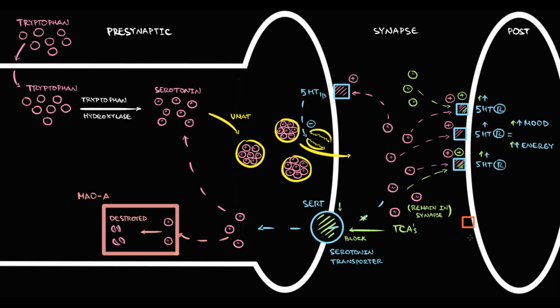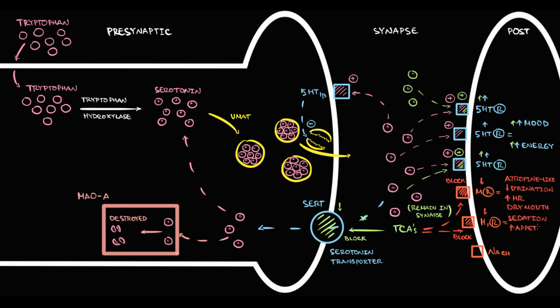But also, we have two other receptors. It's the muscarinic receptor and the histamine type 1 receptor. And in addition to this, we have sodium channels. And guess what? Tricyclic antidepressants block them too. With blockage of the muscarinic receptor, atropine-like effects develop. It's decrease in urination, increase in heart rate, and dry mouth. Blockage of H1 receptors causes sedation, and also it causes increase in appetite. And with blockage of sodium channels, the rate of heart conduction decreases.